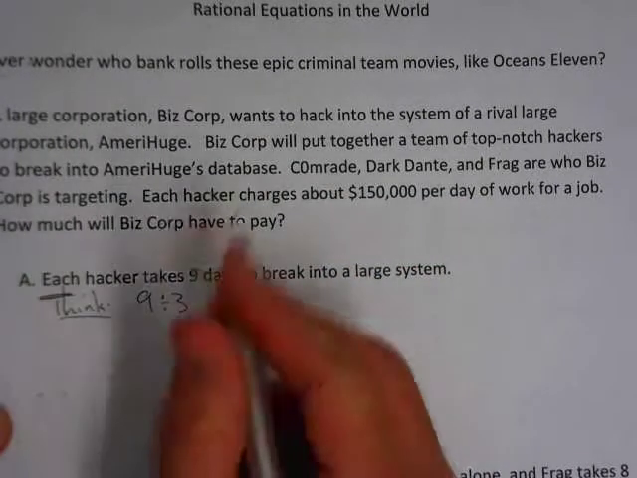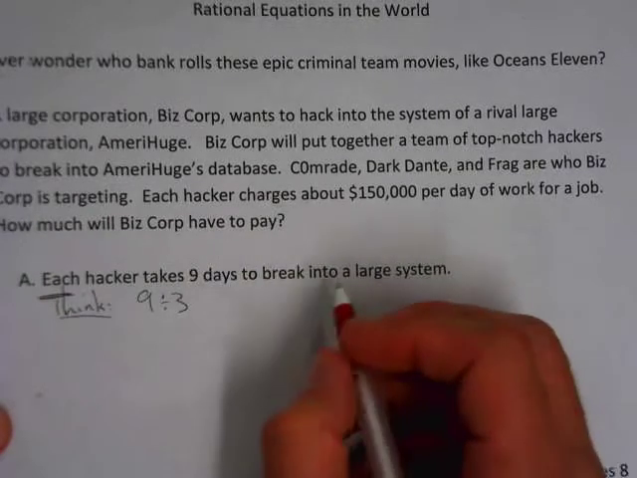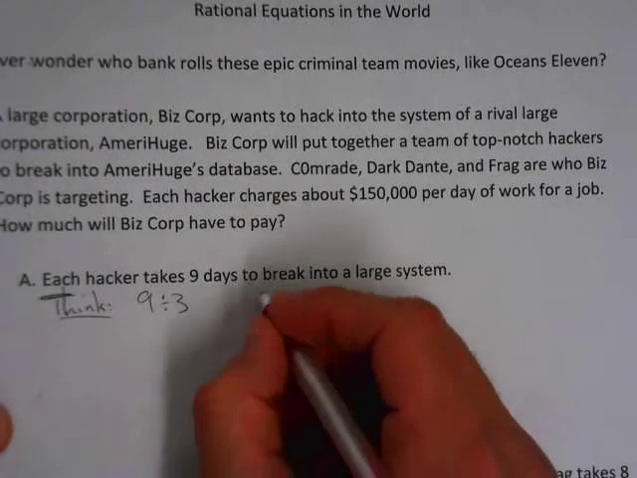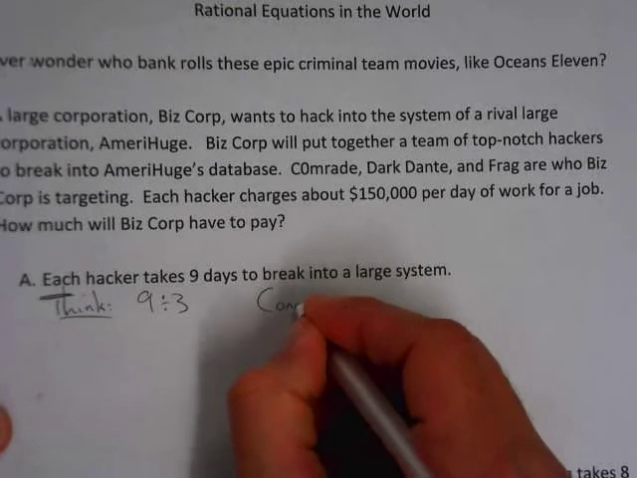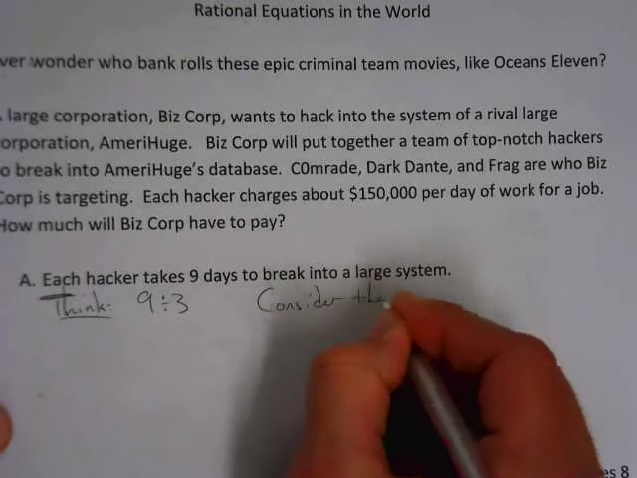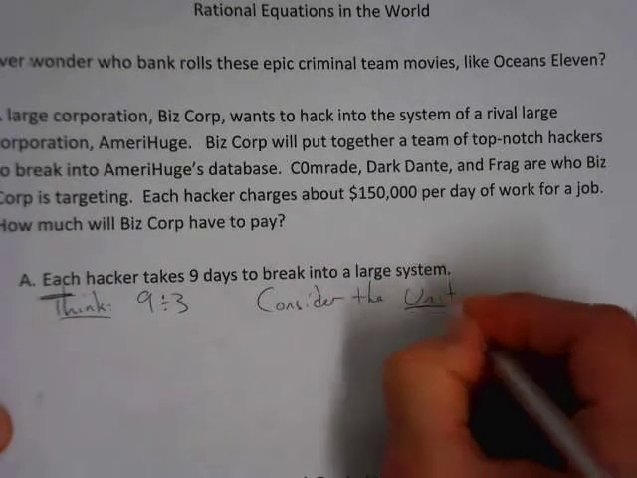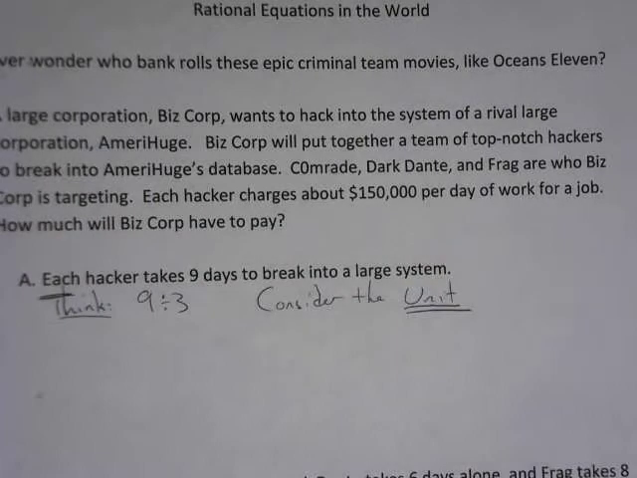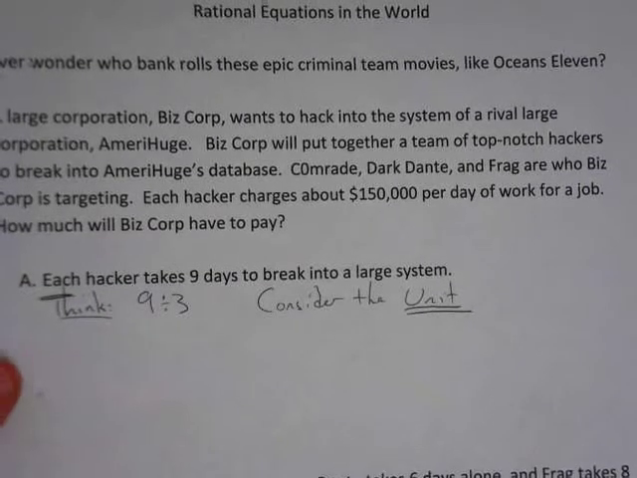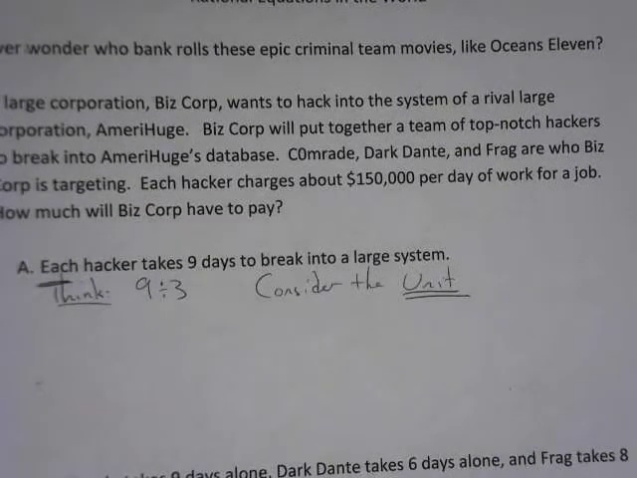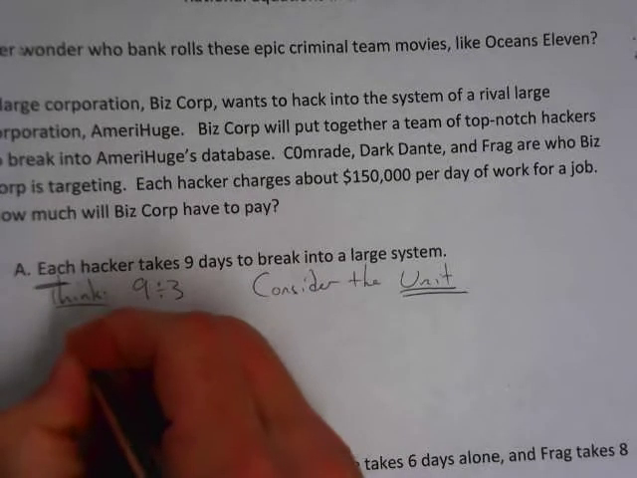But here's how. When you're thinking of something like this, what's going to be super, super helpful is to consider the unit. Okay? Now, what do I mean by consider the unit? You want to consider what each hacker can do in 1 day. So in 1 day, right?